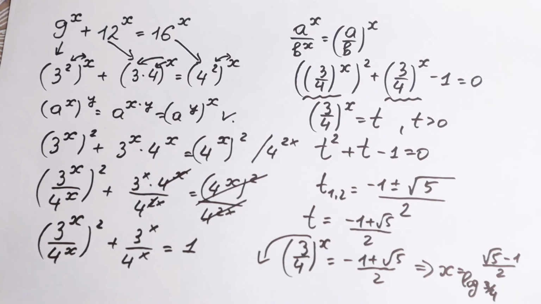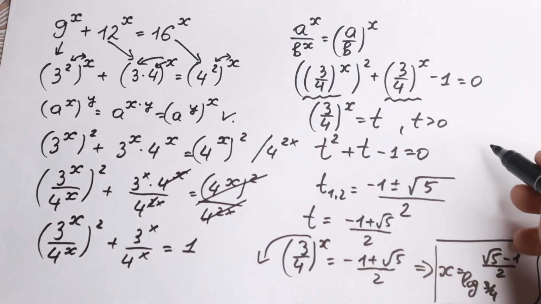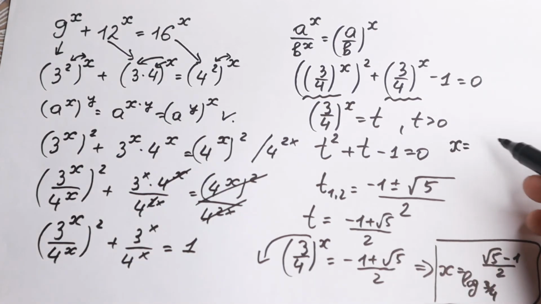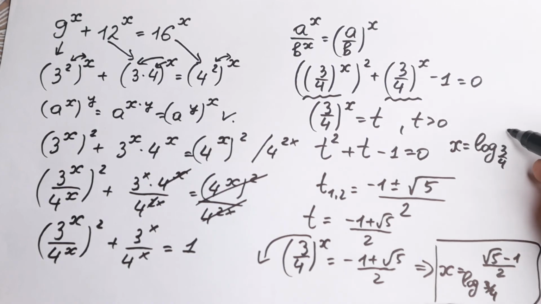This is our answer. Maybe not enough space for this answer, I write this answer right here, for example. Our x equal to log with base 3/4 of square root of 5 minus 1 over 2. This is our answer. I hope you understand this explanation.